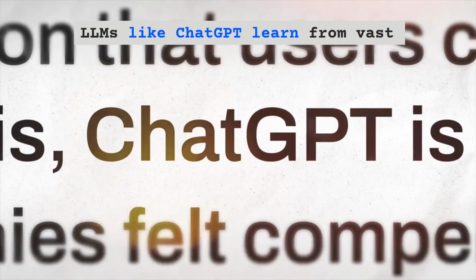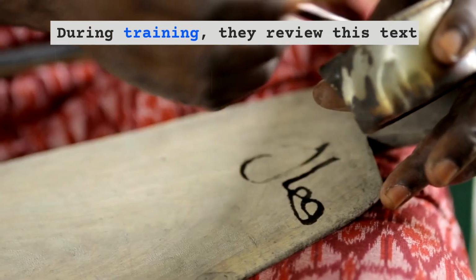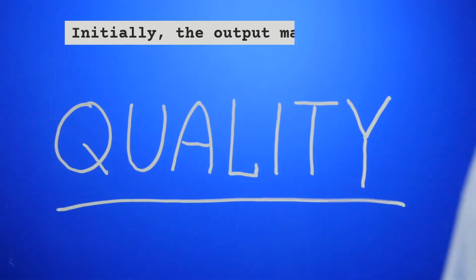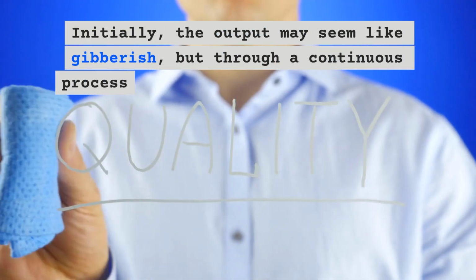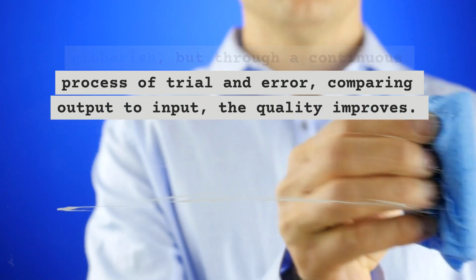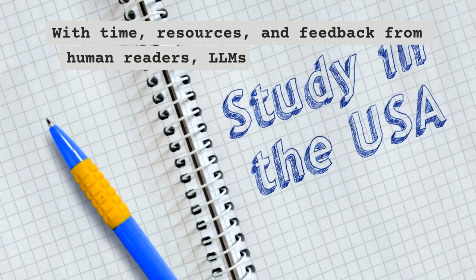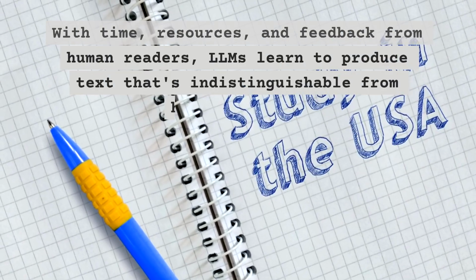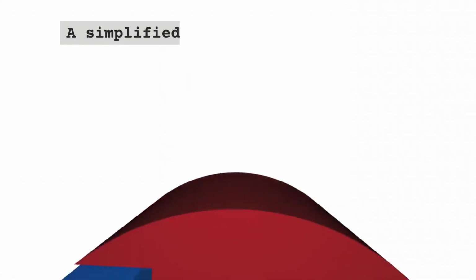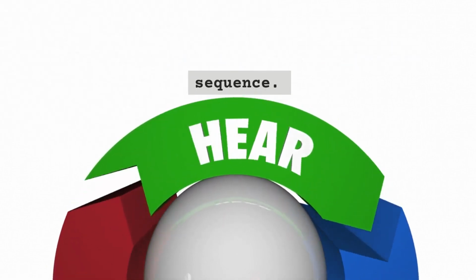LLMs like ChatGPT learn from vast volumes of text. During training, they review this text and attempt to generate text of their own. Initially, the output may seem like gibberish, but through a continuous process of trial and error, comparing output to input, the quality improves. With time, resources, and feedback from human readers, LLMs learn to produce text that's indistinguishable from human writing. A simplified way to describe LLMs is that they predict the next word in a sequence.